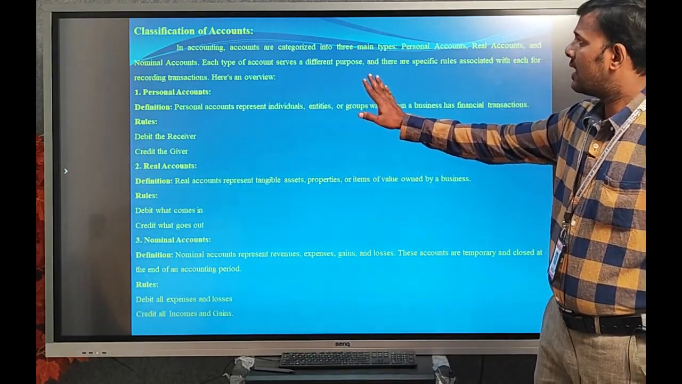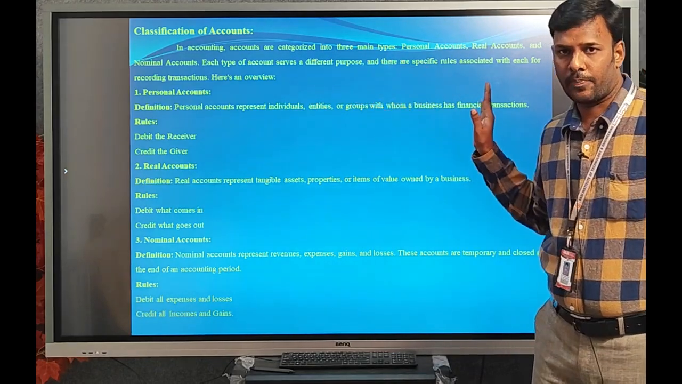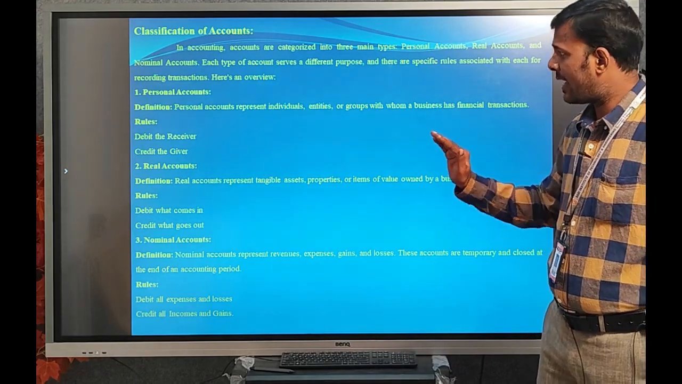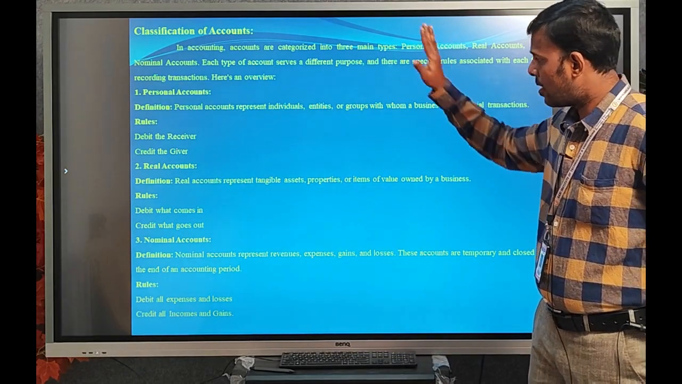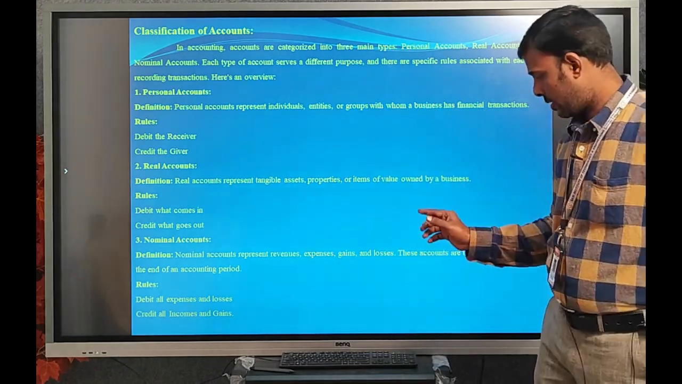So I can say that this classification of accounts is the heart of the account. Whatever transactions we are doing in the organization should be perfectly maintained based on all these three types of accounts.